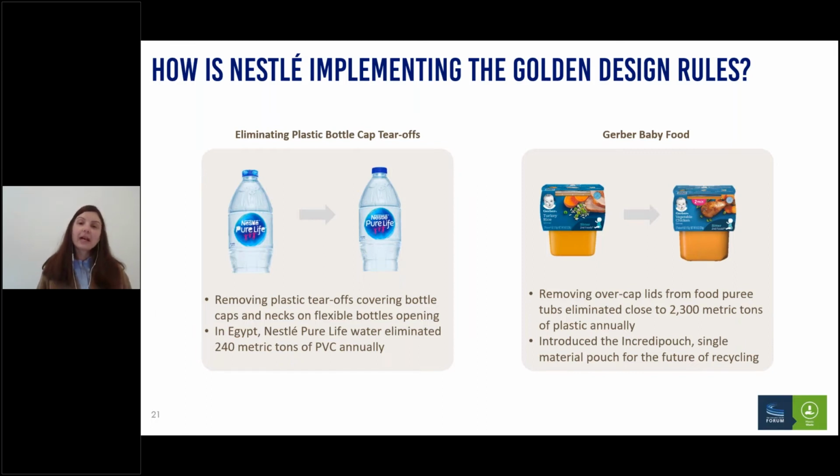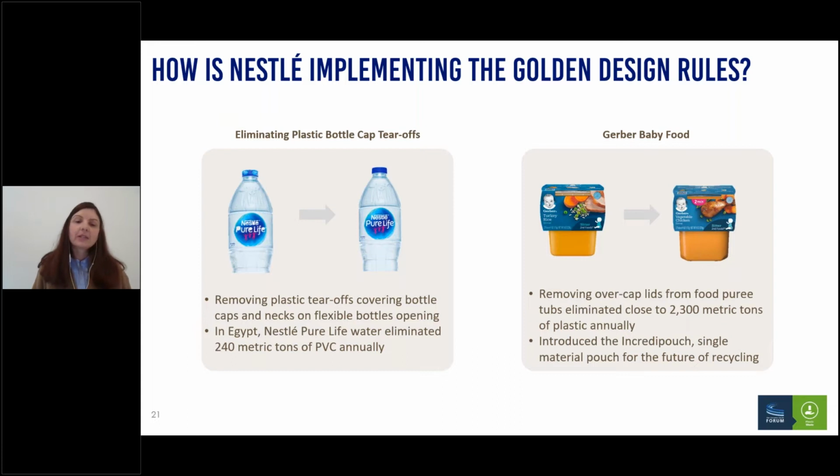But we needed to consider how do we communicate to the consumers how to also identify that the bottles had been unopened. So we communicated on the bottle, if it clicks, it's safe. And we communicated this so they could listen for the click when the bottle cap is twisted. So we found a way of also communicating to drive that confidence for the consumer in terms of what they're purchasing. That has enabled us to reduce nearly 240 tonnes by removing that tear off. And the material's also on the problematic list within the Golden Design Rule.